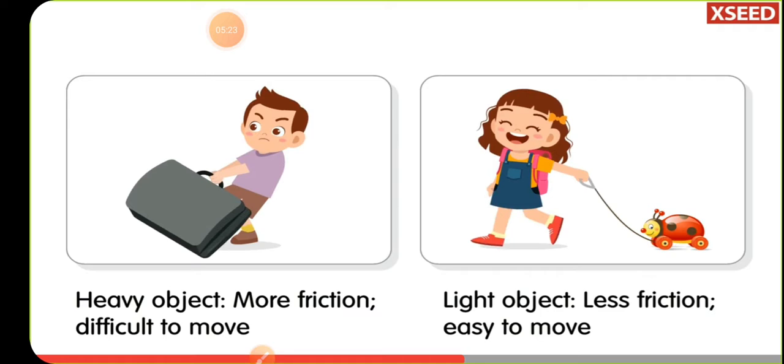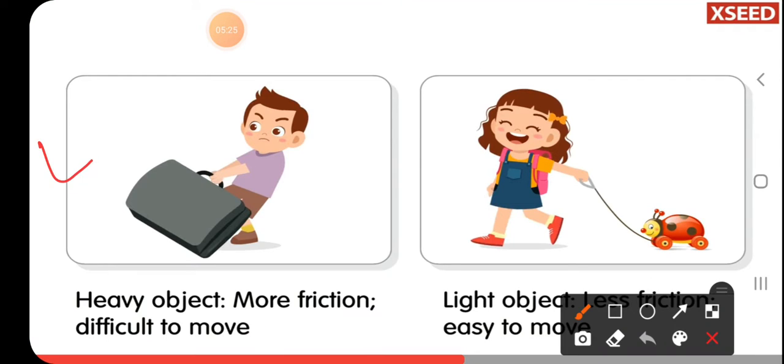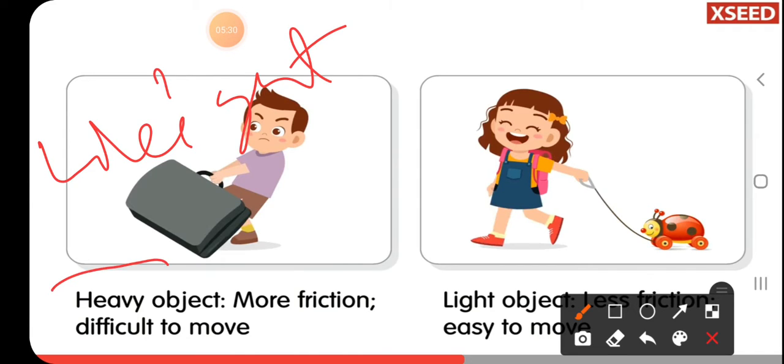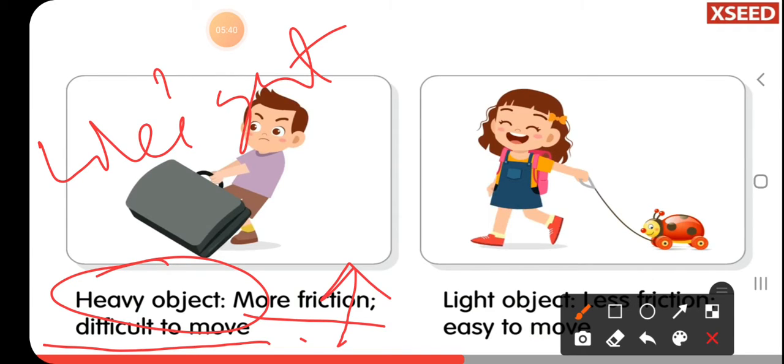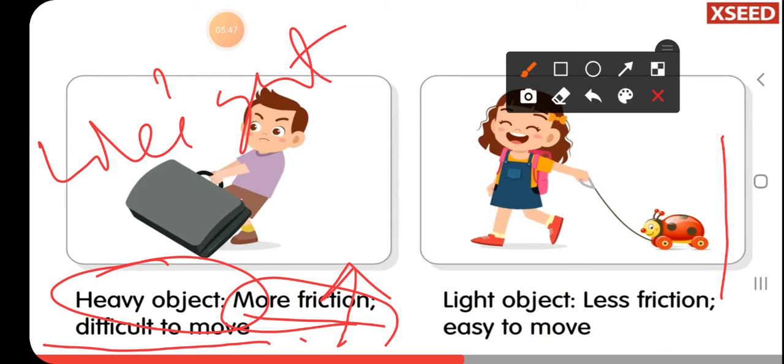Now the second factor that it depends on is weight. If the object is heavier, then the friction is more and it is very difficult to move that object. You have to use more force than this frictional force. If the object is lighter, then less frictional force is acting and it's easy to move the object.